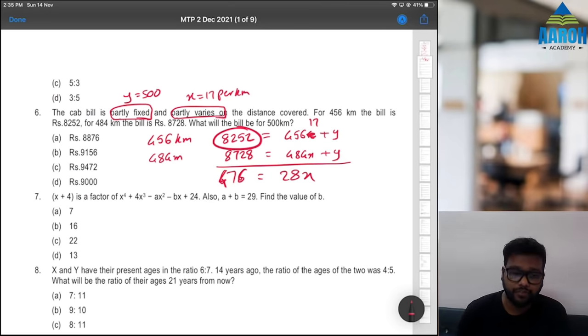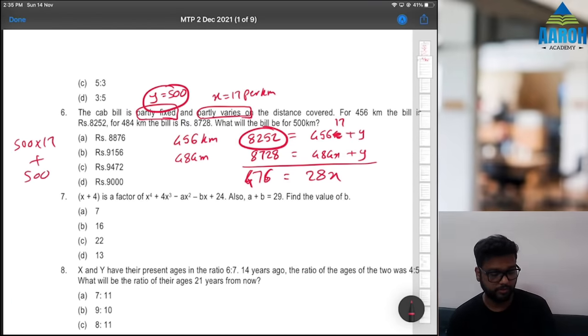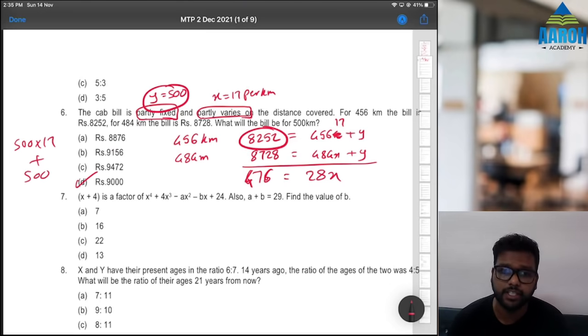Now we can find the bill for 500 kilometers. For 500 kilometers, it will be 500 into 17 rupees plus 500 rupees fixed. So it will be 500 into 17 plus 500. That is 9,000 rupees. Option D is the correct answer. Okay.